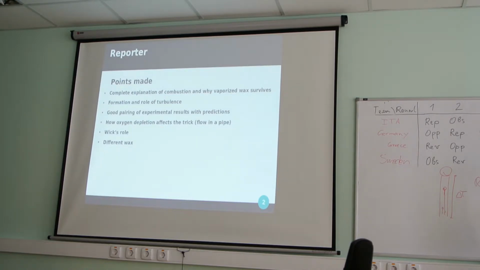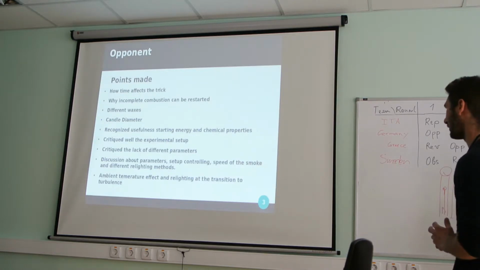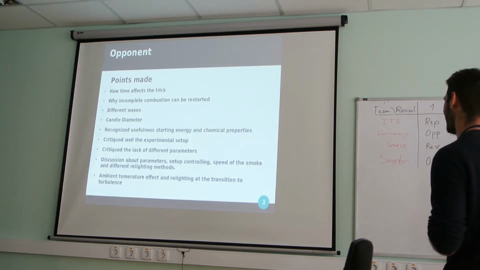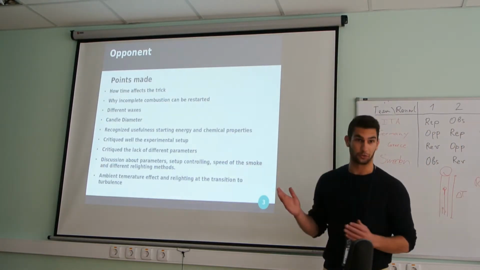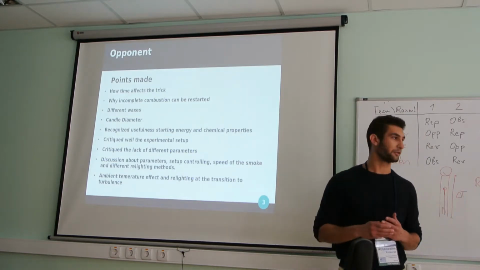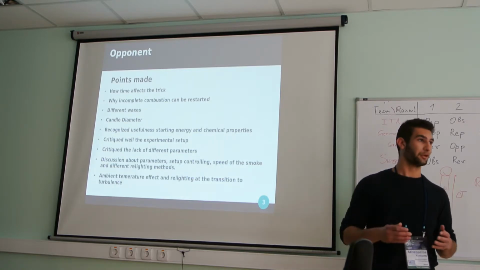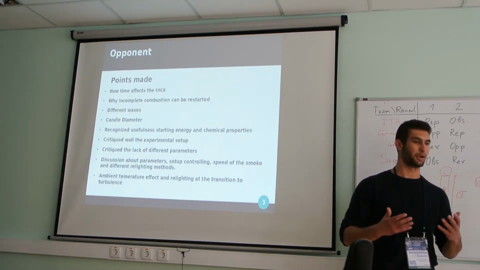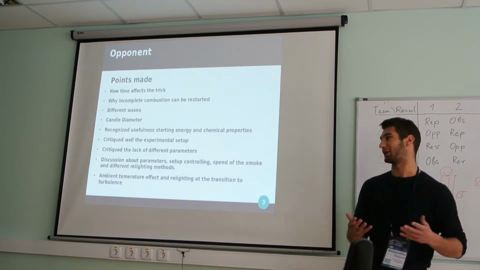Now you said about the wick's role, how important it is, and you said that for different waxes we can expect different results. Now, the opponent also asked how time affects the trick, which I think is the most important question, and why the incomplete combustion can be restarted. They also asked about how different waxes would affect the problem, because different waxes have different boiling points and different melting points, so that would mean that for a longer time you can produce more vaporized wax, and you can get a higher flame or a later relighting at a later time.